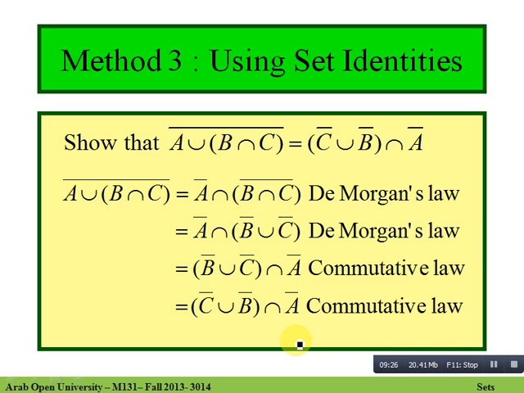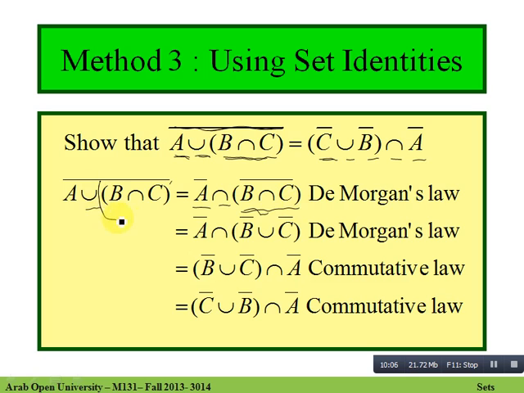The third method is by using the set identities themselves. For example, let's take this equation: (A union (B intersection C)) whole complement is equal to C complement union (B complement intersection A complement). How to prove this one? First let us remove the complement by De Morgan's law. If you remove the complement, the union becomes the intersection according to De Morgan's law. So it says A complement intersection (B intersection C) whole complement.